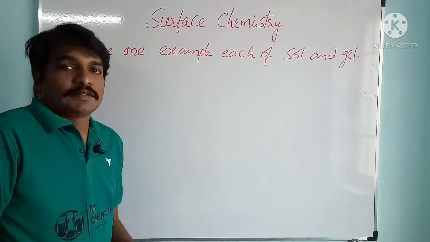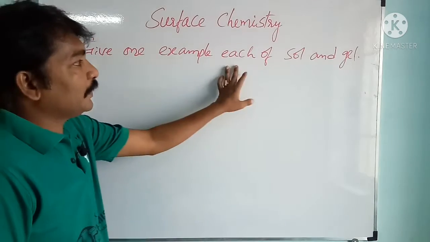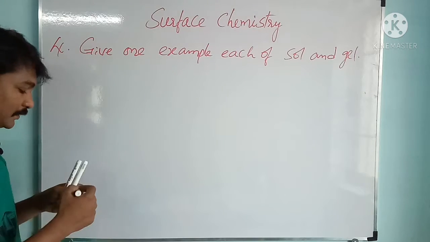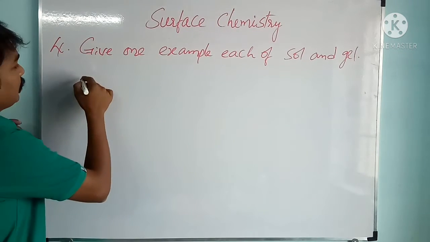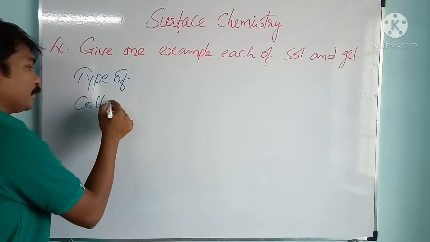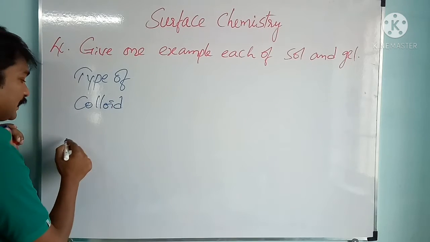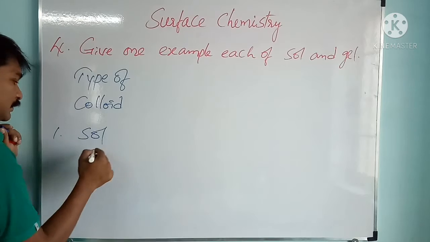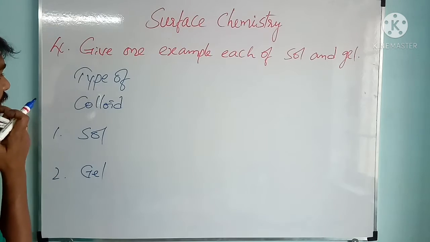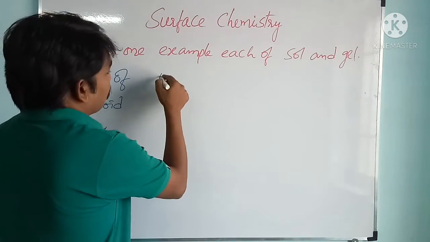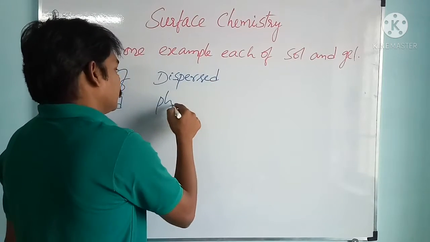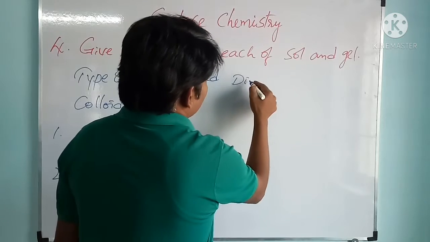Check the fourth one. They are asking one example each of sol and gel. Sol and gel are two different types of colloids. Let us see in detail. Type of colloid: we will write the first one as a sol and the second one as a gel. Next, what is the dispersed phase and what is the dispersion medium?